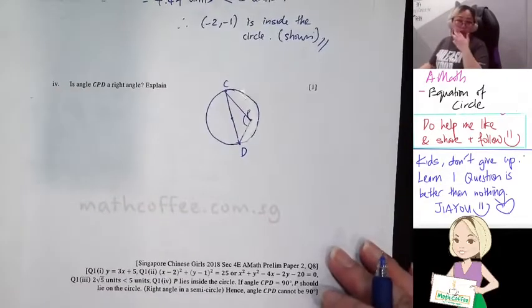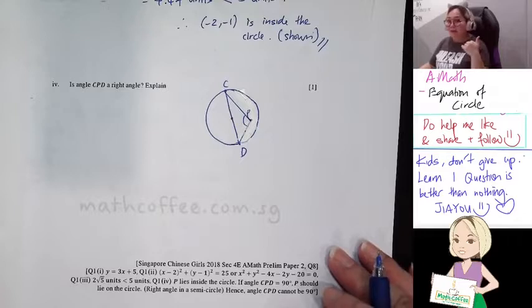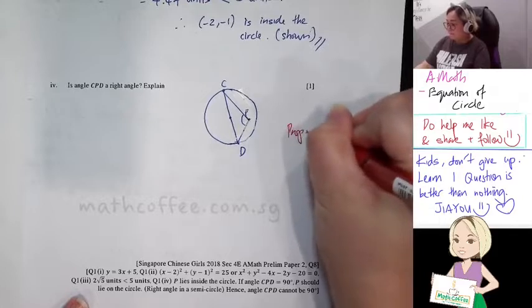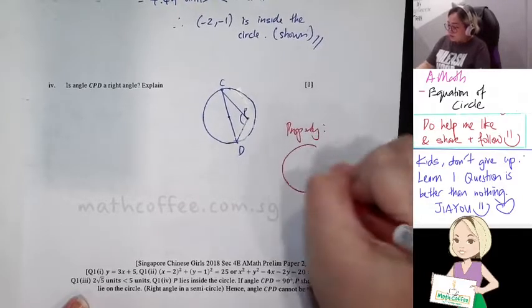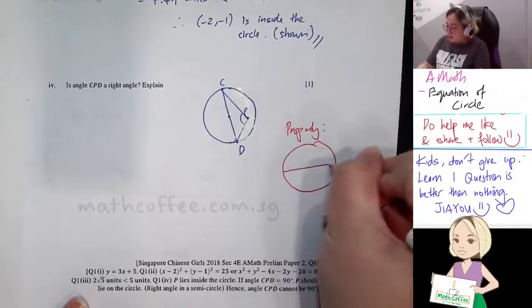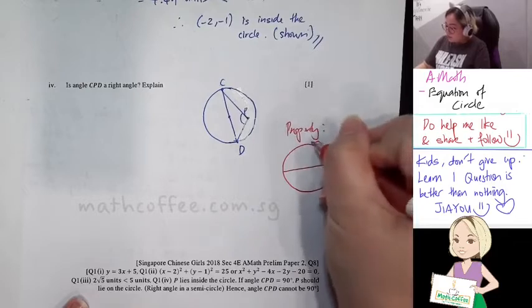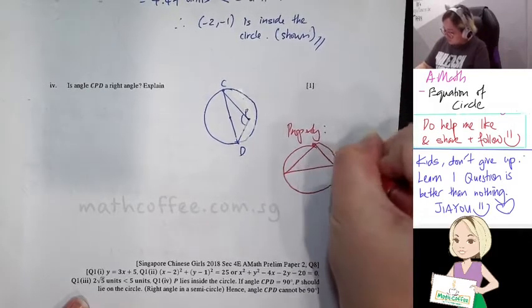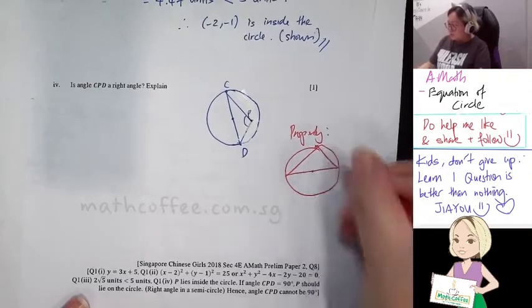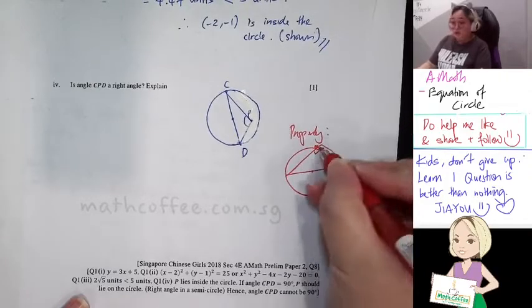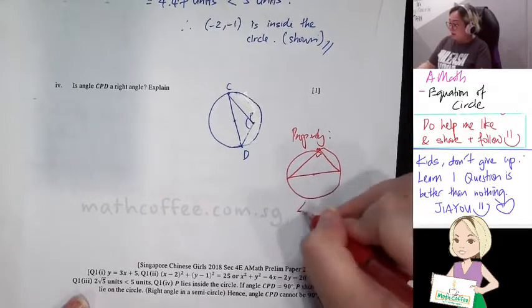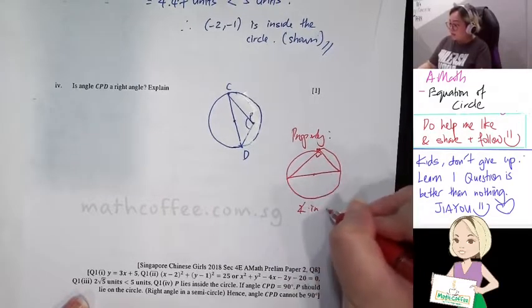properties of circle. There's a property of circle whereby the angle in a semicircle is 90 degrees. So I'm going to write the property here. When we have a diameter, any point that is on the circle, and this is the diameter, this is 90 degrees. This is called angle in semicircle.